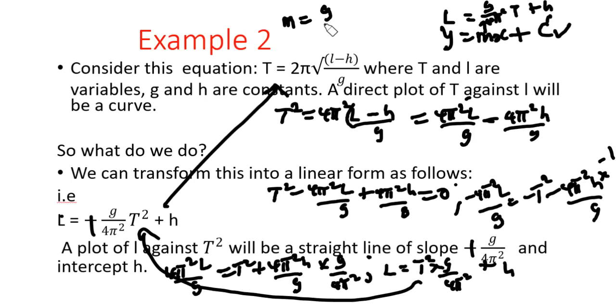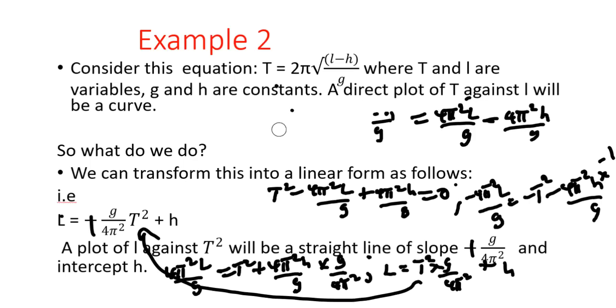This is G/4π². So once you know the value of the slope m, you can always find G. G will now be m times 4π². So once you get the slope, you can always find the acceleration due to gravity. As I've said earlier, this is one of the reasons why we transform equations in physics before plotting the graph.